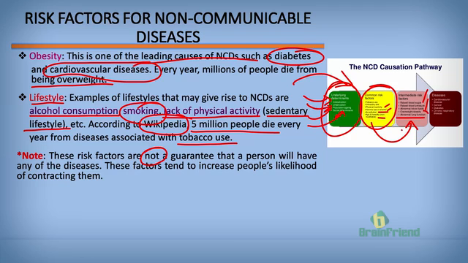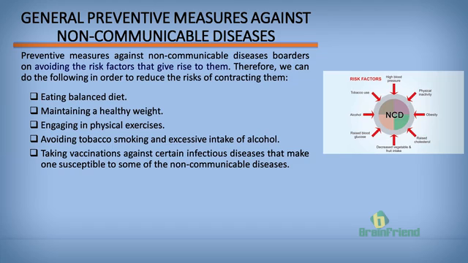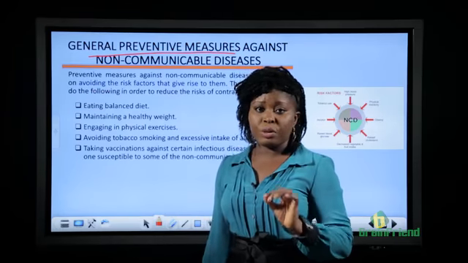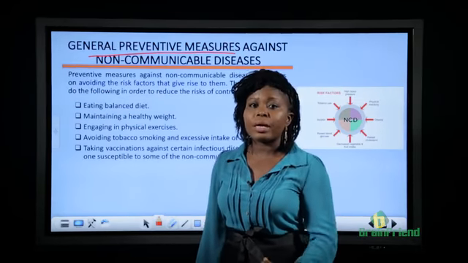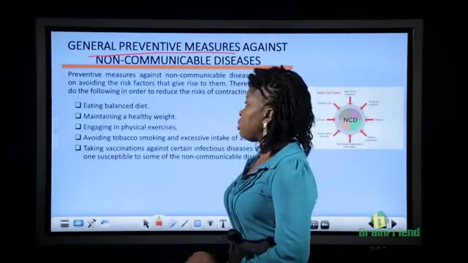Now, these will give rise to the non-communicable diseases that we've mentioned: cardiovascular diseases, cancer, diabetes, and chronic respiratory diseases. So you see the non-communicable disease causation pathway, how it goes from one level to another. We'll be looking at the general preventive measures against non-communicable diseases. What are the things we can do to prevent or at least reduce our risk of developing non-communicable diseases?